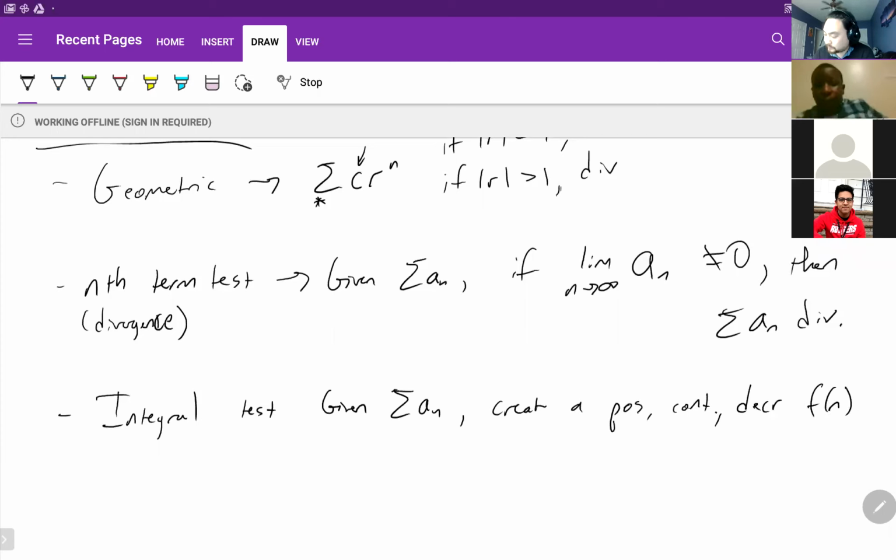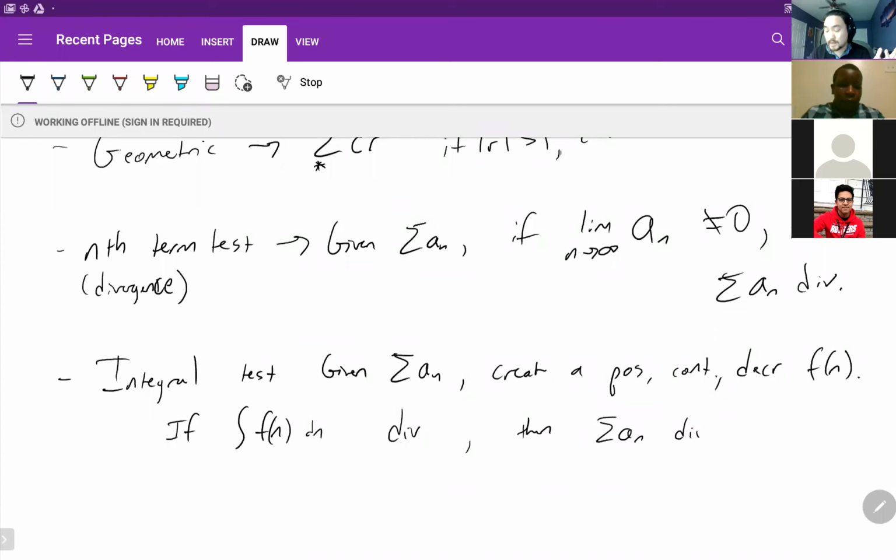But whatever the integral does, if the integral diverges, then the series diverges, and vice versa. If the integral converges, then the series converges. So basically, the series follows whatever the integral does, because they so closely resemble each other.